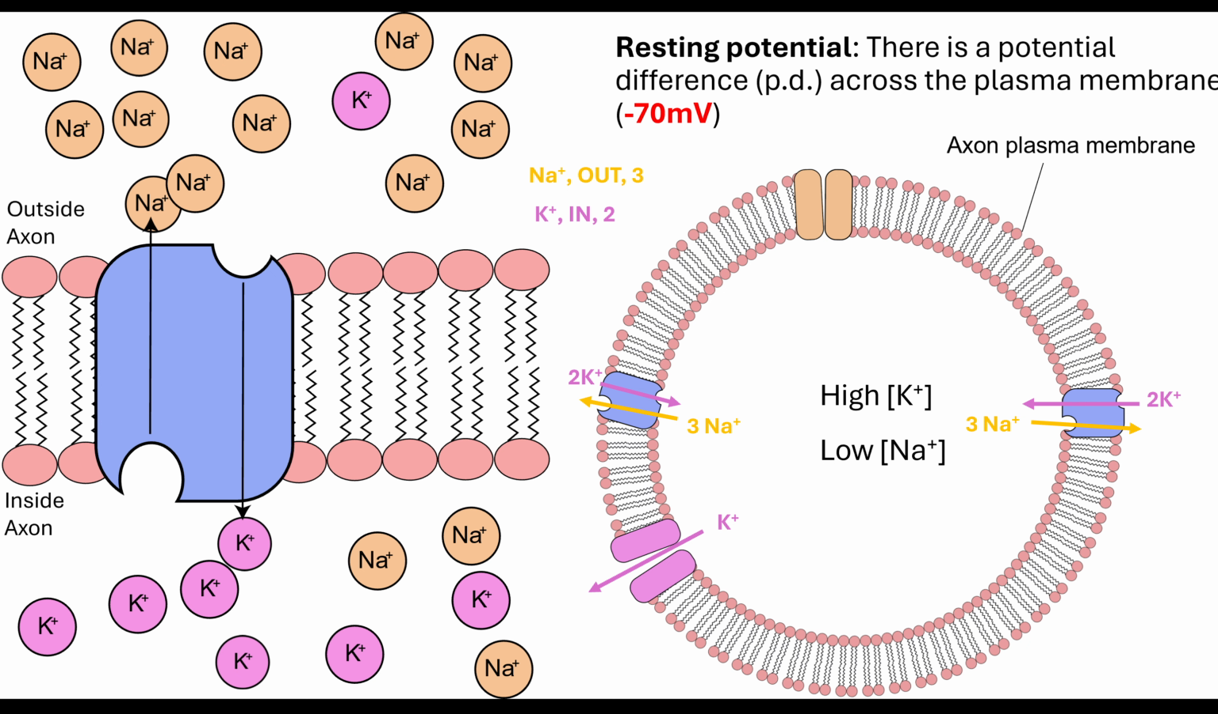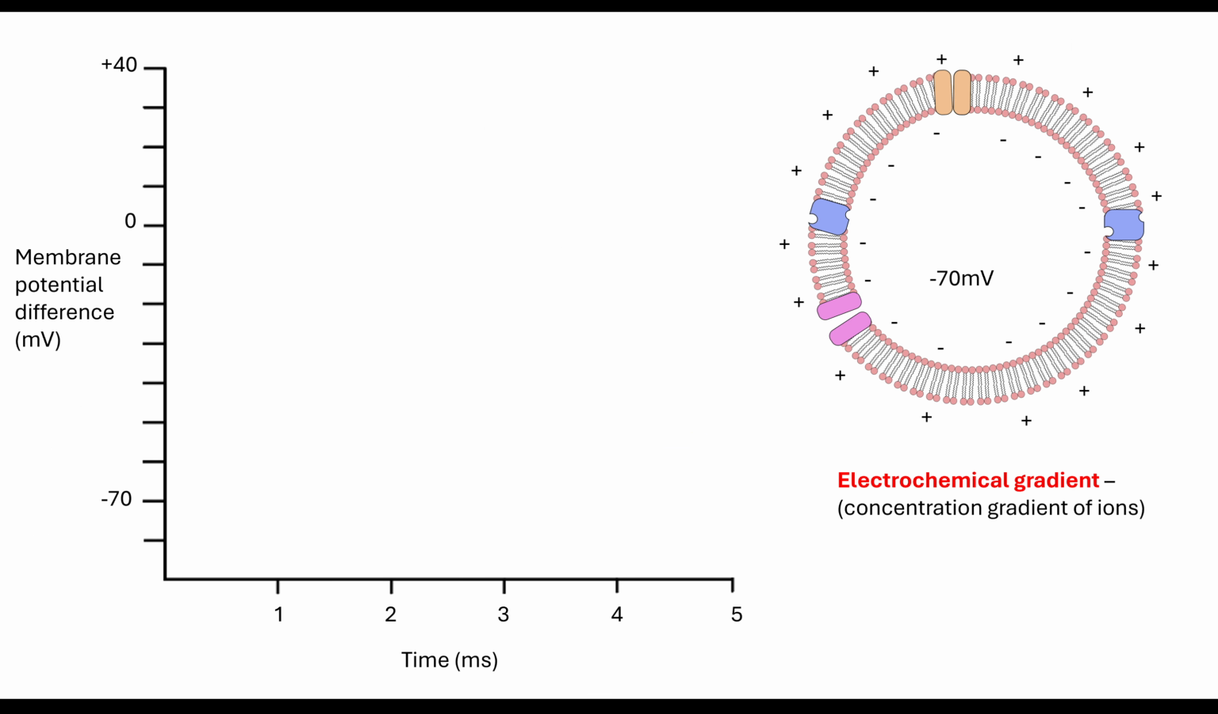Now, we don't tend to use the term concentration gradient when we're talking about ions. What we actually use is we talk about their electrochemical gradient, which basically means the concentration gradient of the ions. So we know that there is a high potassium concentration inside and a low sodium concentration inside. We know we've created this electrochemical gradient, and we know that our membrane potential is minus 70 millivolts, so our cell is in its resting state.